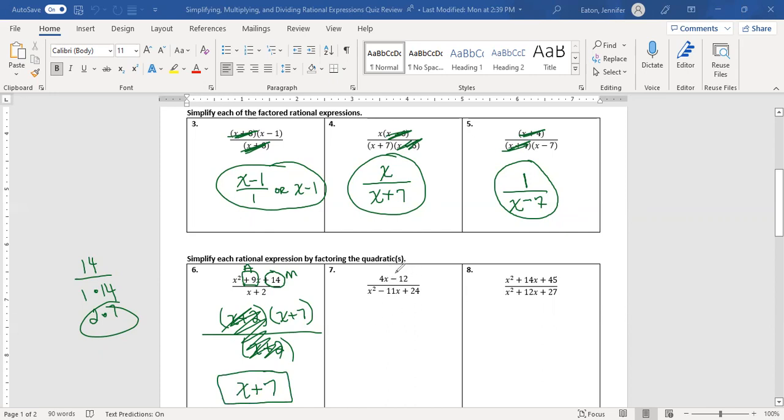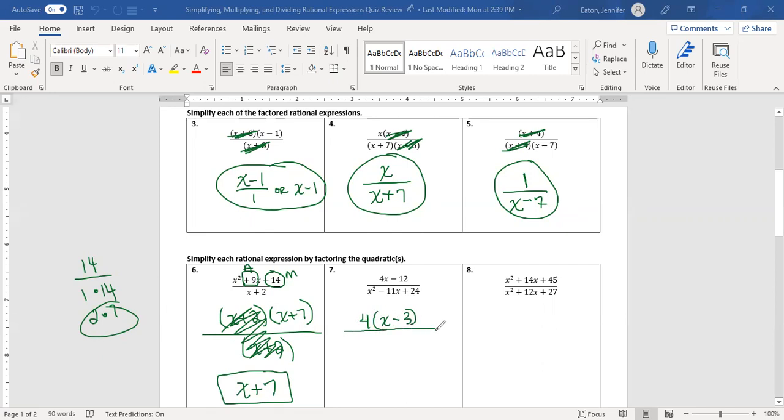Looking at problem 7, we said there was this greatest common factor factoring that we needed to do here. So we have 4x minus 12. What divides both 4 and 12? We know that's 4. And we're left with x minus 3, because 4x divided by 4 is x, and 12 divided by 4 is 3.